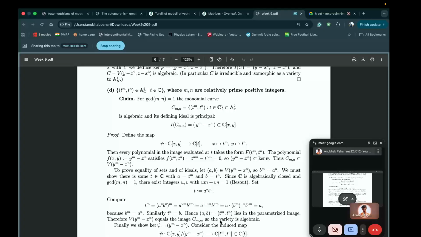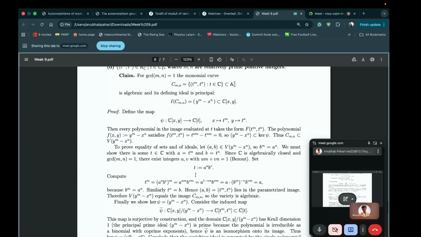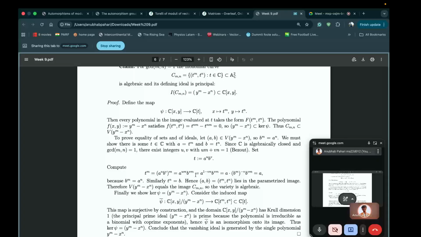Okay, so let us try to solve this. Define the map psi from C[x,y] to C[t], with x going to t to the power m and y going to t to the power n. Then every polynomial in the image, evaluated at t, takes the form f of t to the power m comma t to the power n.